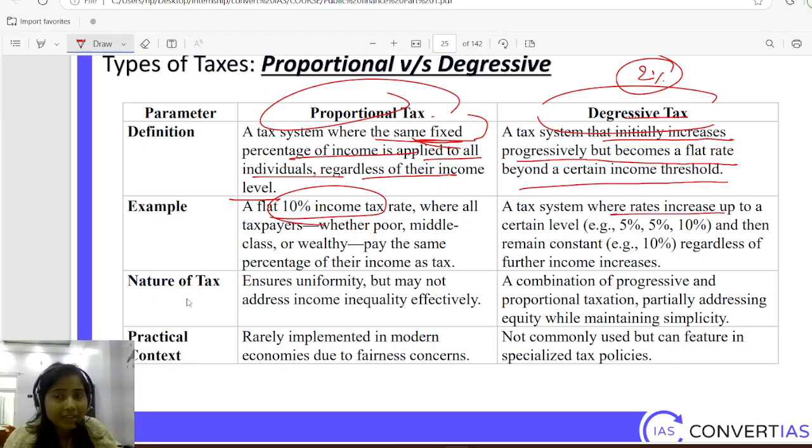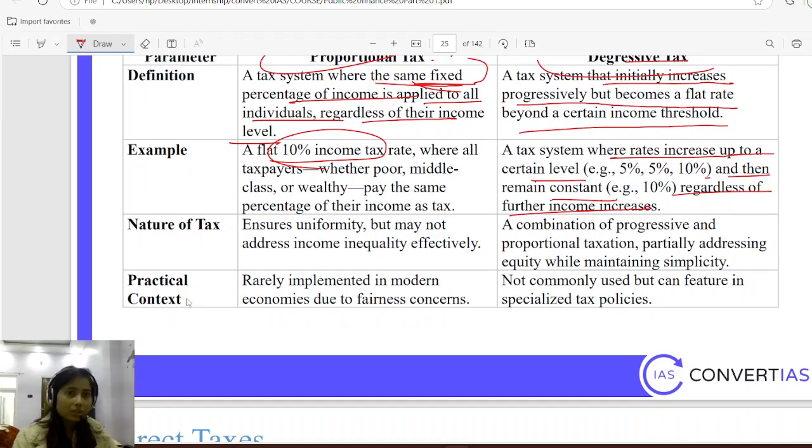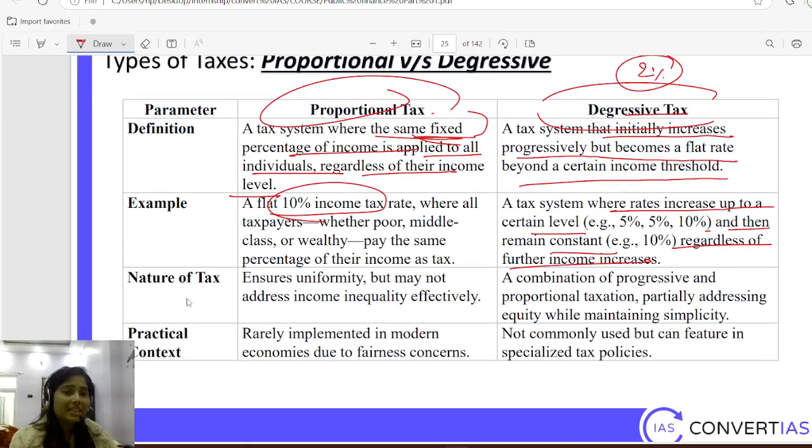So a tax system where rates increase up to a certain level and then remain constant regardless of further income increases. Okay, nature of tax. Proportional tax ensures uniformity but may not address income inequality. Okay, again, because to address inequality you need progressive taxation, which is present in the case of India. Digressive tax, a combination of progressive and proportional taxation, partially addressing equity while maintaining simplicity.